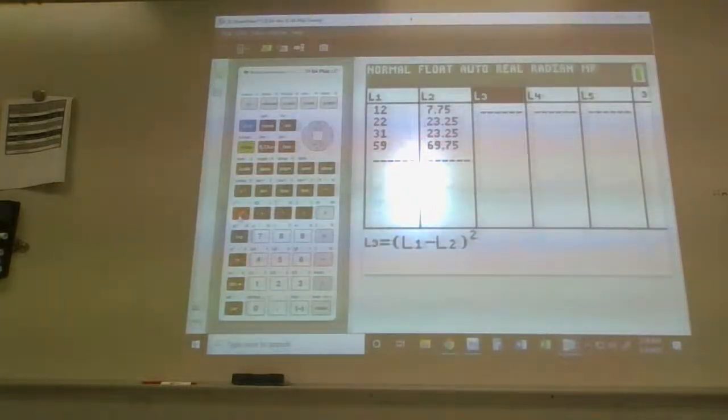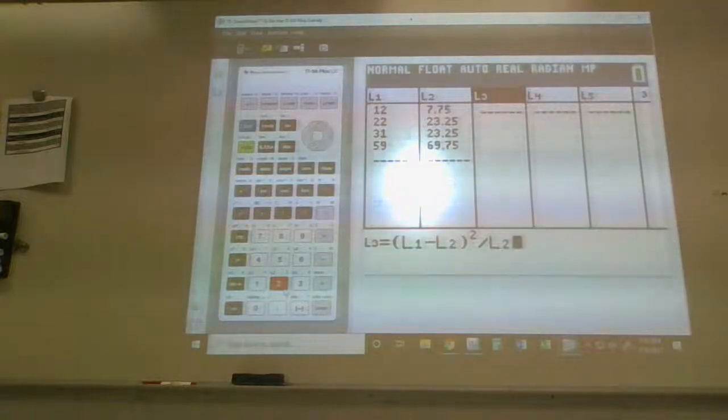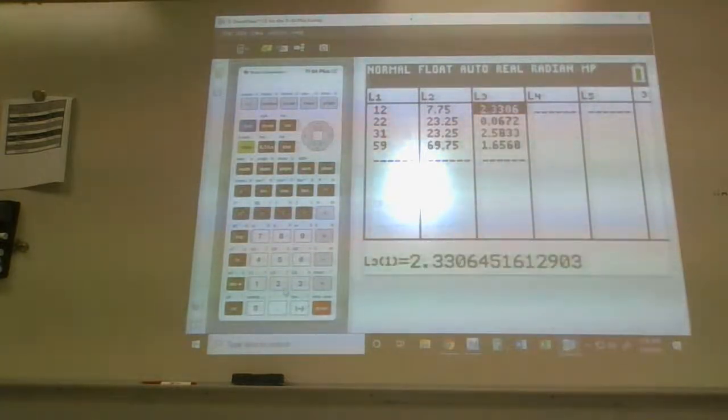Square it and divide it by L2, my expected counts. You need to make sure you know how to type that in, highlighting up L3, of course, because then if you do this correctly, when you hit enter, it should automatically populate list 3. Those are the numbers that should pop up if you did this thing correctly.